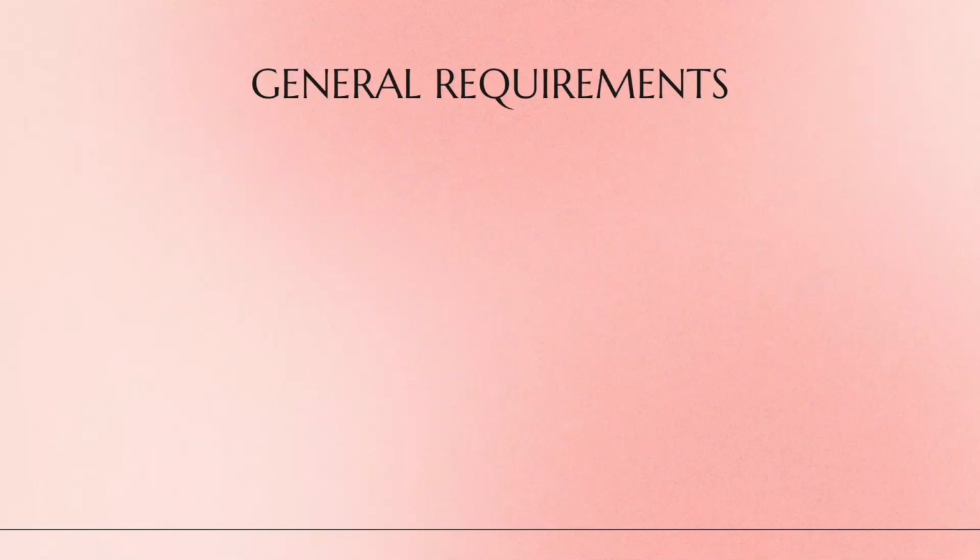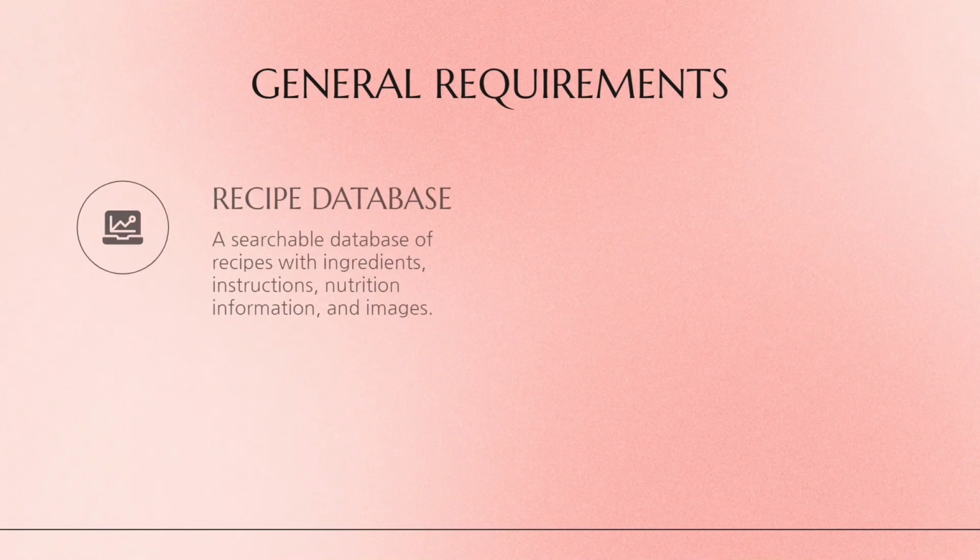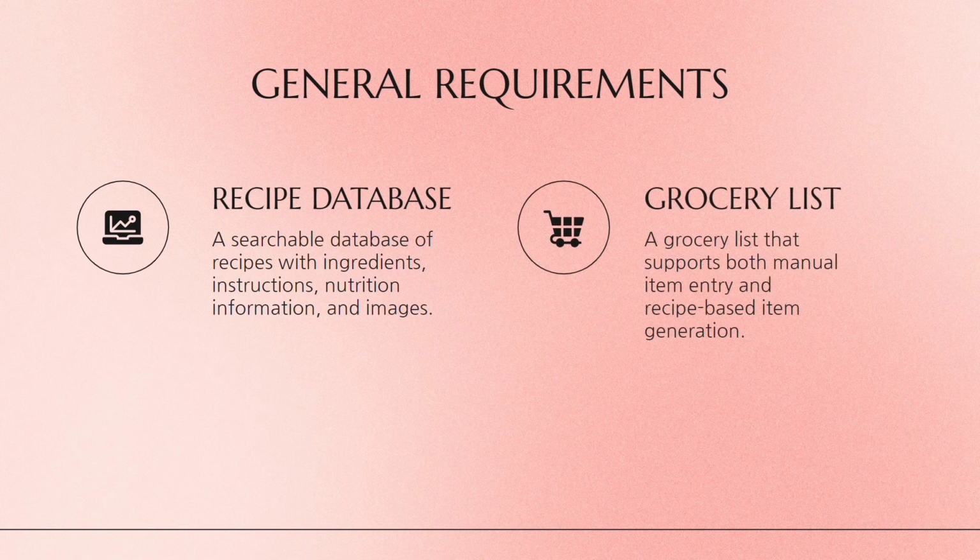Some general requirements include a recipe database. This database will be searchable with ingredients, instructions, nutrition information, and images. Secondly, a grocery list. The grocery list will support both manual item entry and recipe-based item generation. This means that you can navigate to a recipe, go over to the ingredients list, and you can add each item individually from the ingredients list, or you can add all to shopping cart. That way, you don't have to input every item individually.